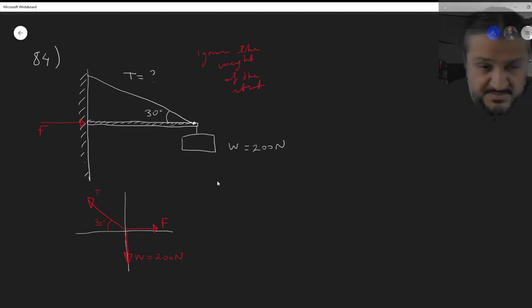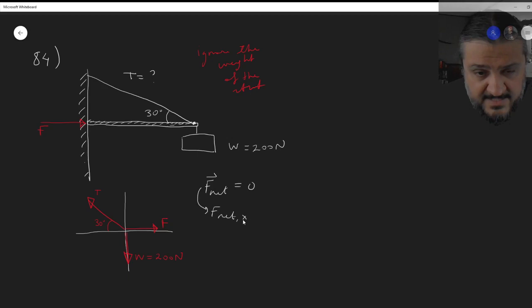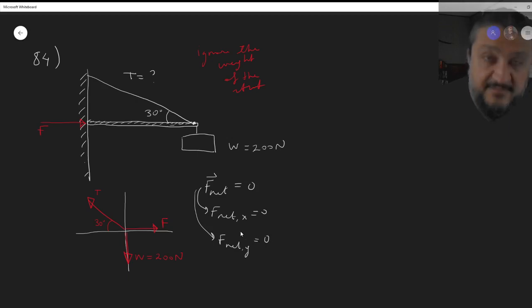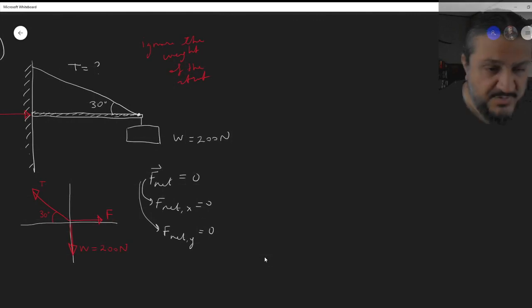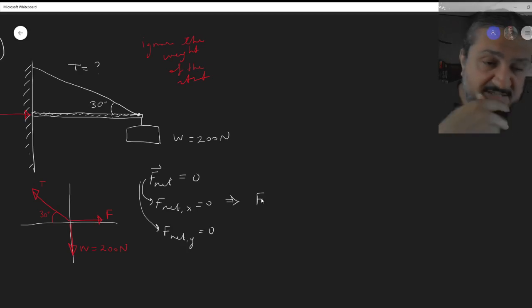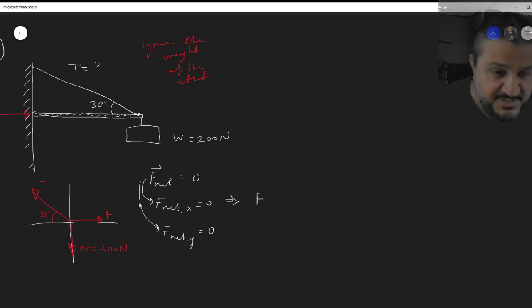In other words, F net is 0, means F net x is 0, and F net y. The x and y components of F net are 0. So in the x direction, what do I have? I have this F here, the force the wall exerts on the strut. W has nothing to do with what's happening in the x direction.